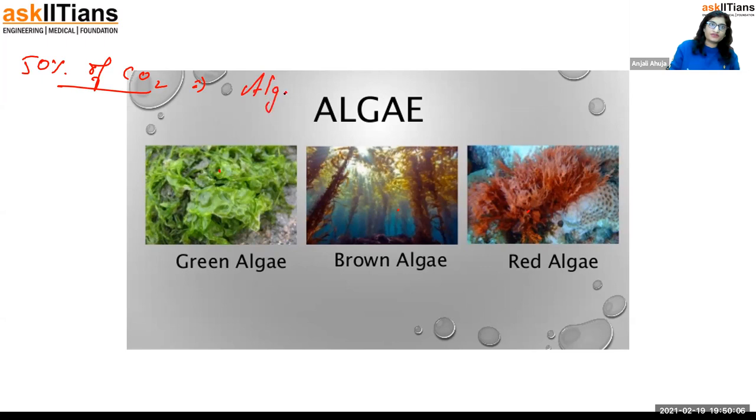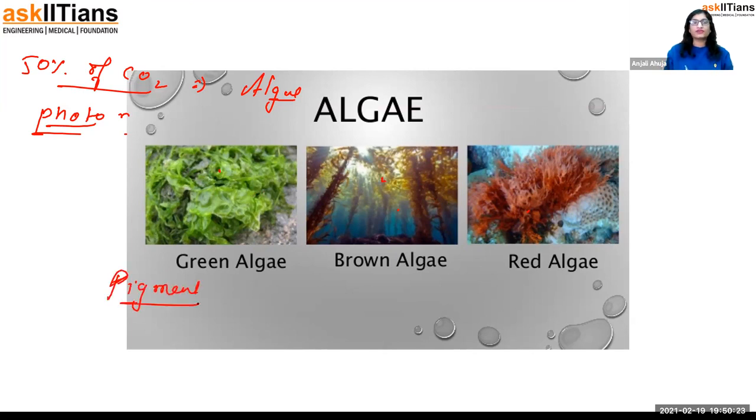Almost 50% of the CO2 fixation, or you may say photosynthesis, is done by the algae. They all have the same basic body design, but the color is different. Why is the color different? Because they have different pigments. Green algae have chlorophyll. They also have chlorophyll and show photosynthesis, but then there are differences.